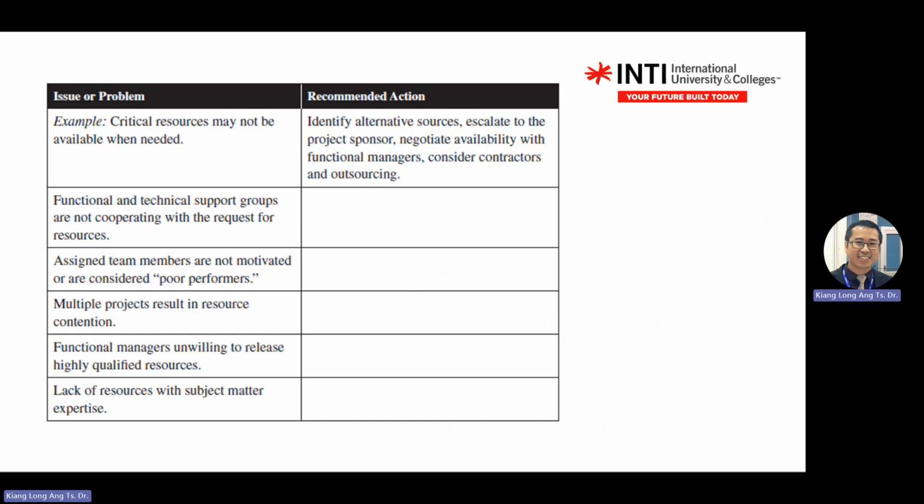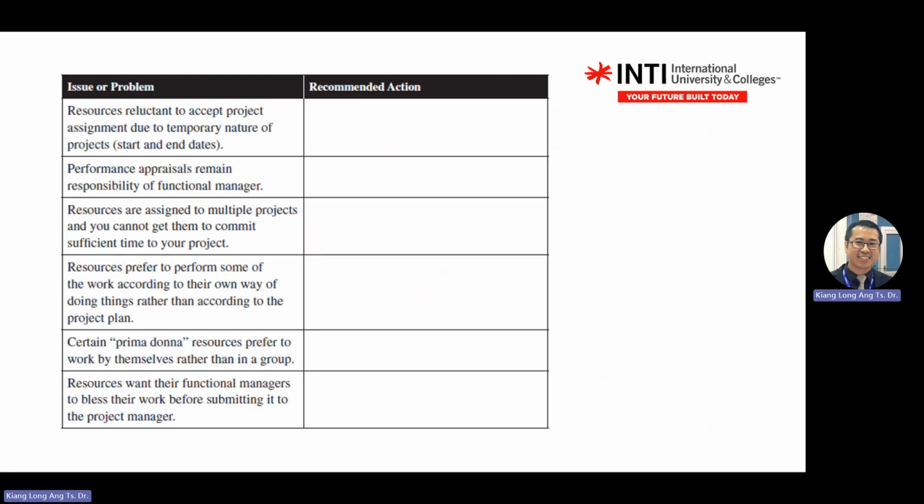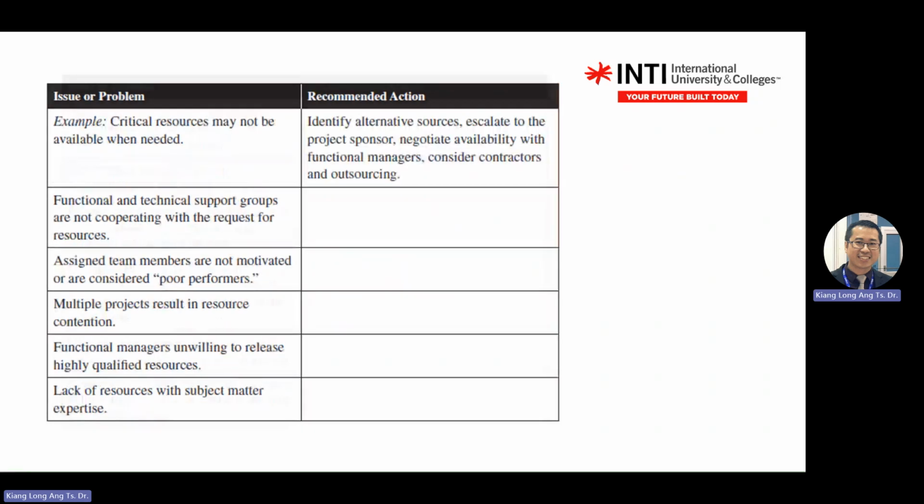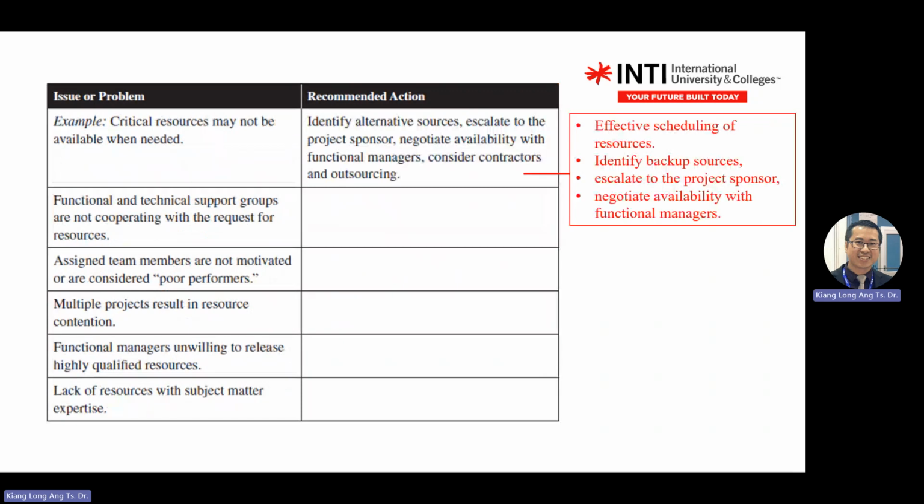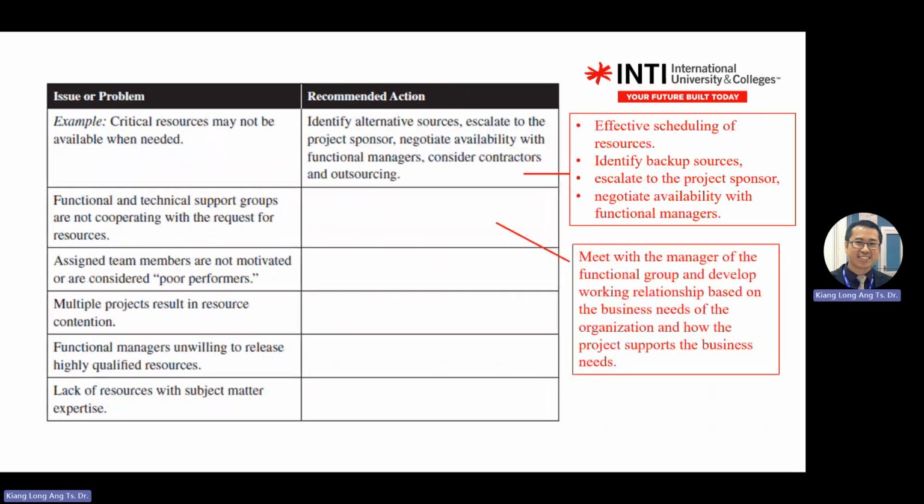So they have a lot of problems. So I'll give you some of the solutions. The first one, critical resources may not be available when needed. So the solution for the first one, suggestion.